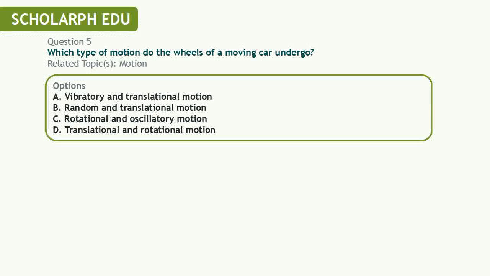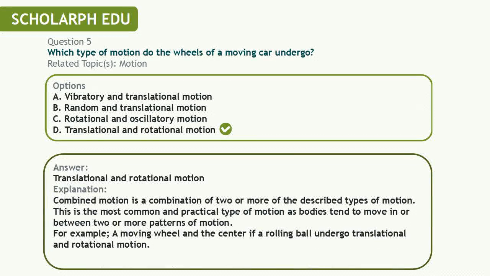Next, on motion, which type of motion do the wheels of a moving car undergo? Alright, so the wheels of a moving car undergo combined motion. For the moving car, it is translational and rotational motion. Rotational in that the tire rotates about a fixed point. It moves in a circle about a fixed point. And translational because in whatever direction that tire is facing, it moves in a straight line. So the motion of the wheels of a moving car is rotational and translational.